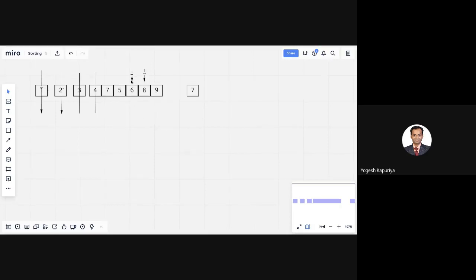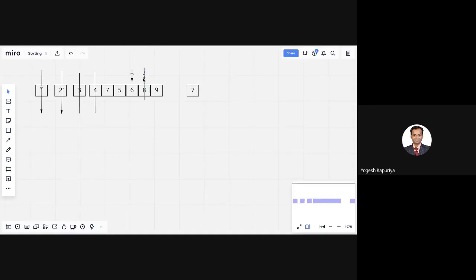Once again, I starts its operation. Skip the numbers which are less than pivot. So 6 is less than pivot, so skip. 8 is not less than pivot, so it stops here. J will start its operation, skip those numbers which are greater than pivot. So 8 is greater than pivot, so move further. 6 is not greater than pivot, so it stops here.